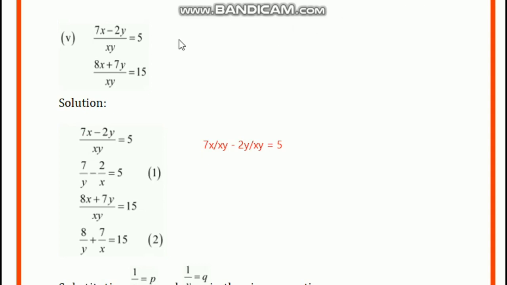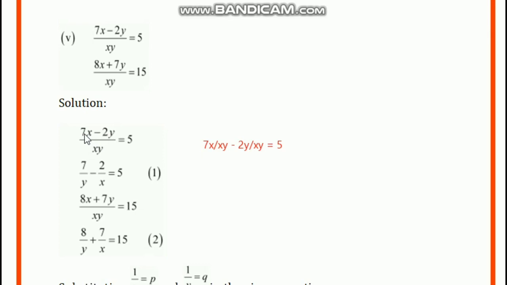Students, let's discuss exercise 3.6, first Roman fifth sum. The question is (7x minus 2y) divided by xy equal to 5, and the second equation is (8x plus 7y) divided by xy equal to 15. Okay. So first we need to check whether the given equations are in the general form of a linear equation or not. These two equations are not in the general form of linear equations, so we need to convert them into the general form of linear equation.